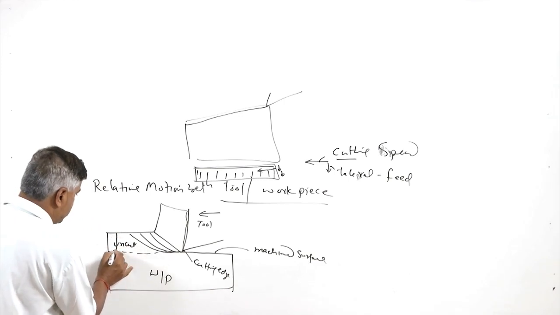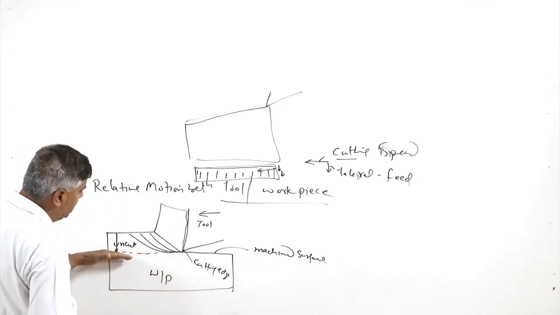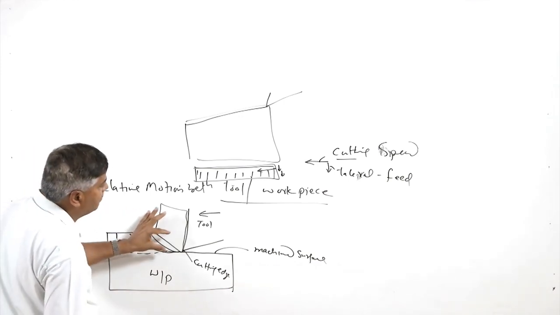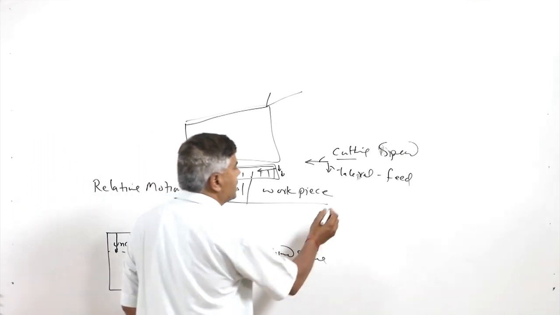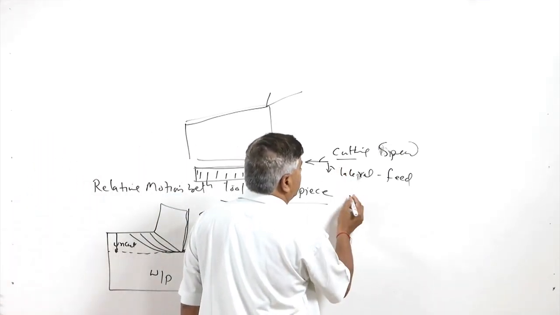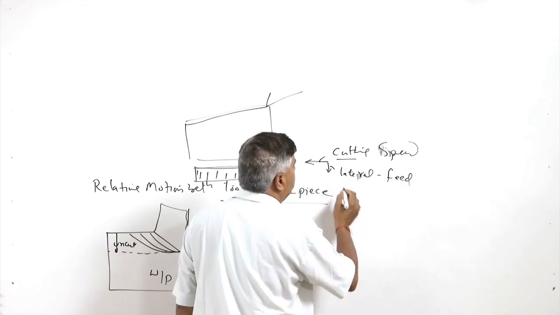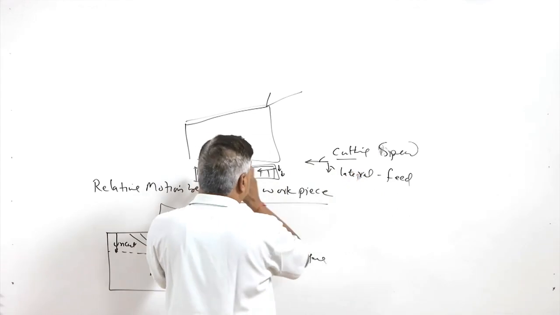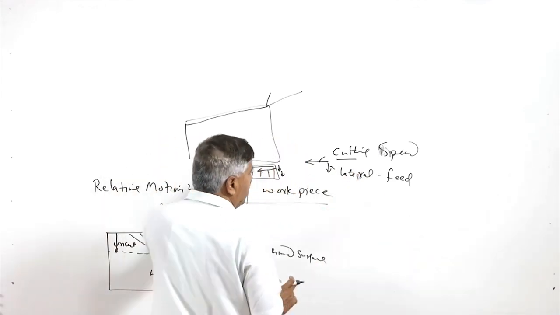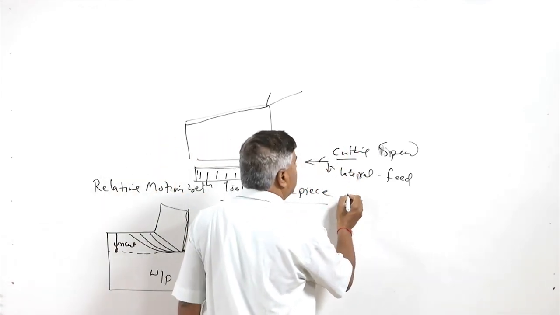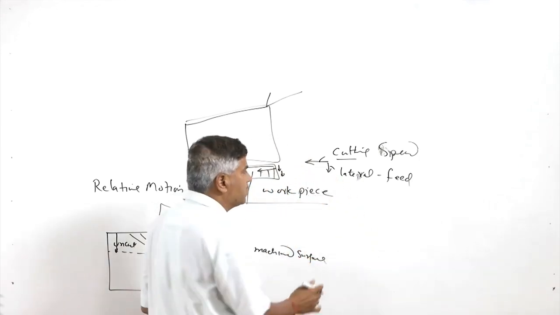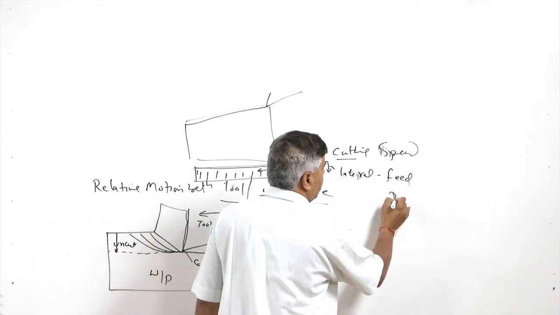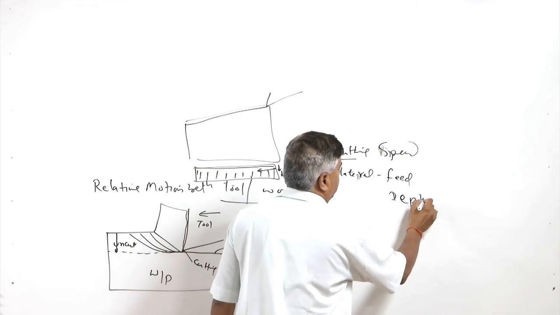And the depth by which the tool is penetrating into the workpiece, in this example, this is the depth by which the tool has penetrated into the workpiece, and this thickness of the material will be removed. So, this is the lateral movement. Lateral movement is feed, and the movement of the tool with respect to the workpiece in the line of the cut is the cutting speed, and the depth by which the tool penetrates into the workpiece is called the depth of cut.